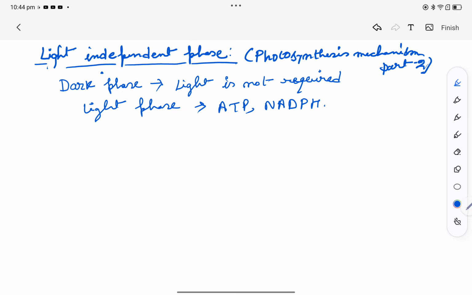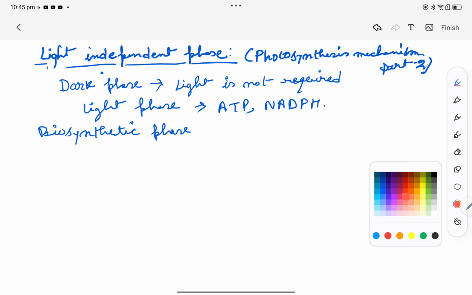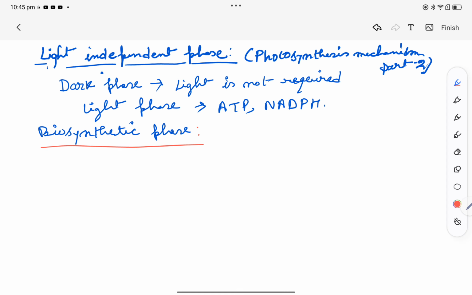This phase is also called the biosynthetic phase. Why is this called the biosynthetic phase? Because in this phase, carbon dioxide fixation occurs by a series of enzyme catalyzed steps and glucose is formed. What is the main purpose or main goal of photosynthesis? It is to make glucose. That is the food, right?